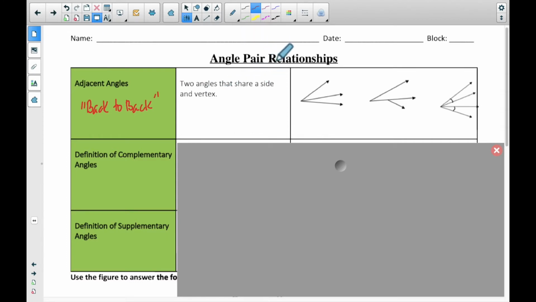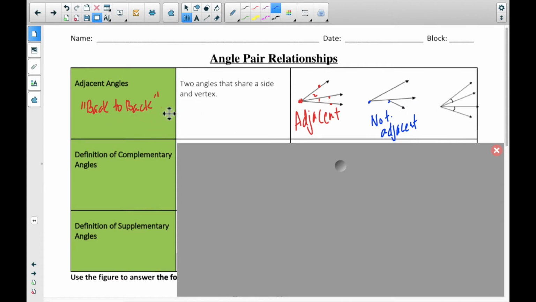So if we look at these examples that are drawn, if I label this, I could say that angle 1 and 2 are adjacent because they share a side, they're back to back, and they share a vertex. Now if we look at these next two, they are back to back, but look at their vertices. There's a vertex here and there's a vertex here. These are not adjacent because they don't share the same vertex. Yes, they're back to back, but they don't share the same vertex.